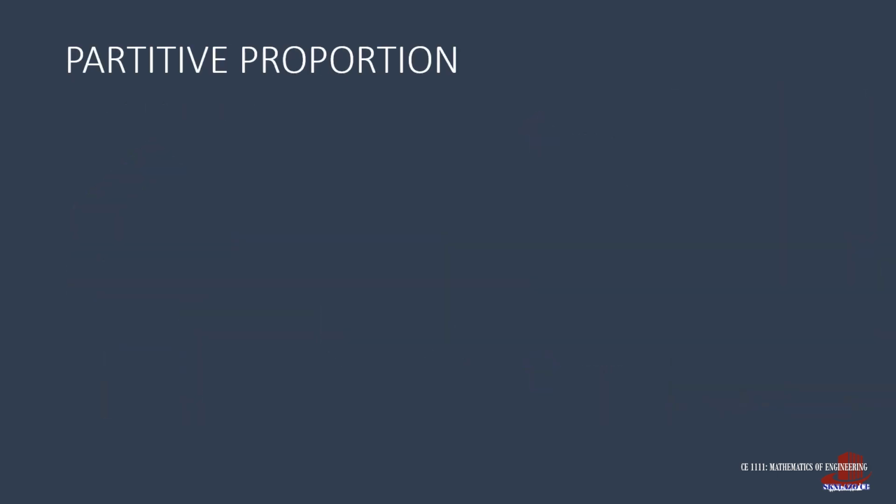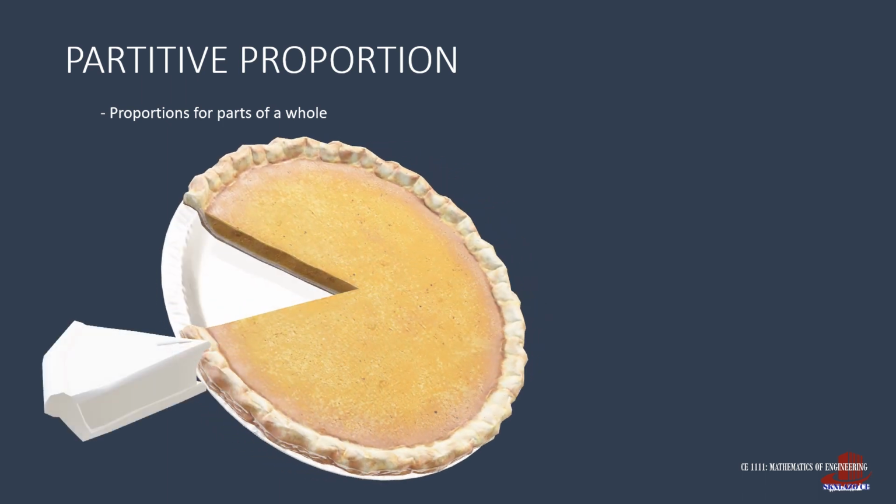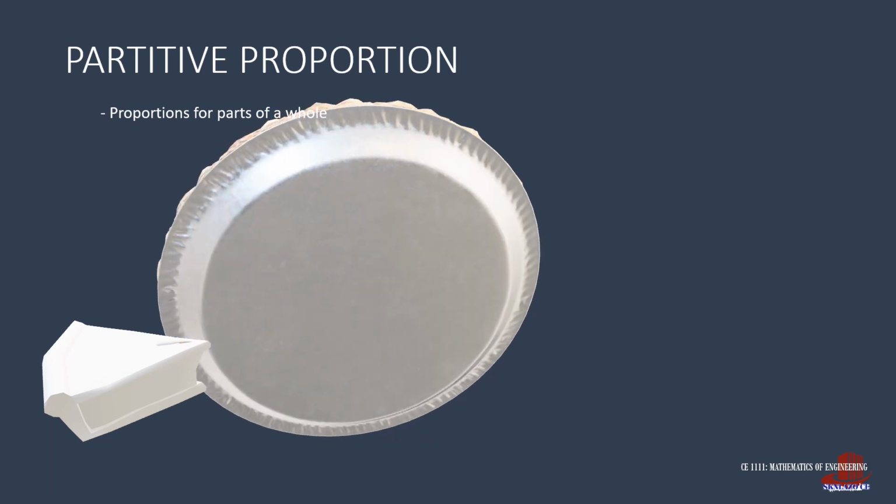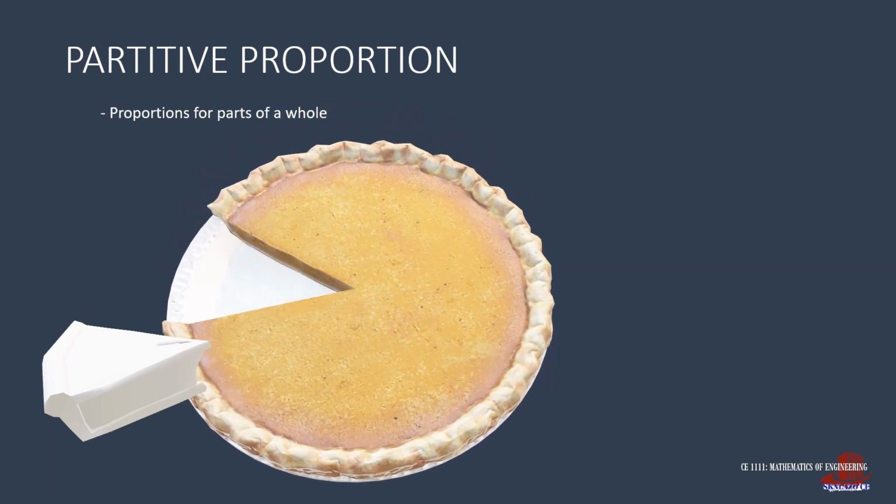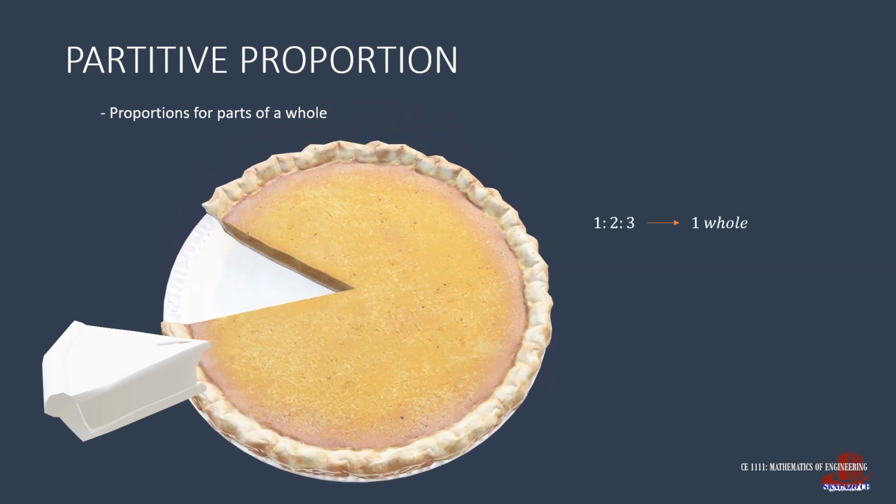The next type of proportion is partitive. This type is when a whole is divided among a number of elements, but what is given is the ratio of those elements. Visualize it as a pie, where the pie will be divided among three persons, with the ratio 1:2:3.